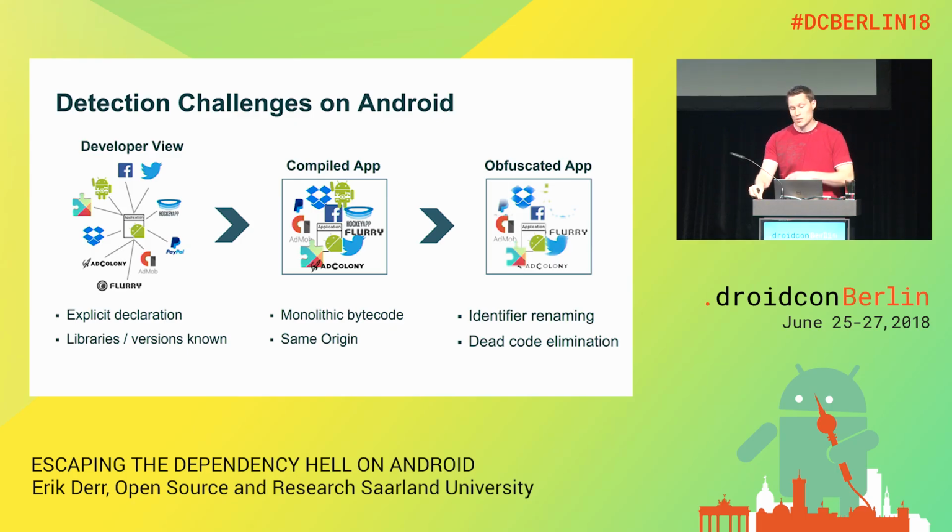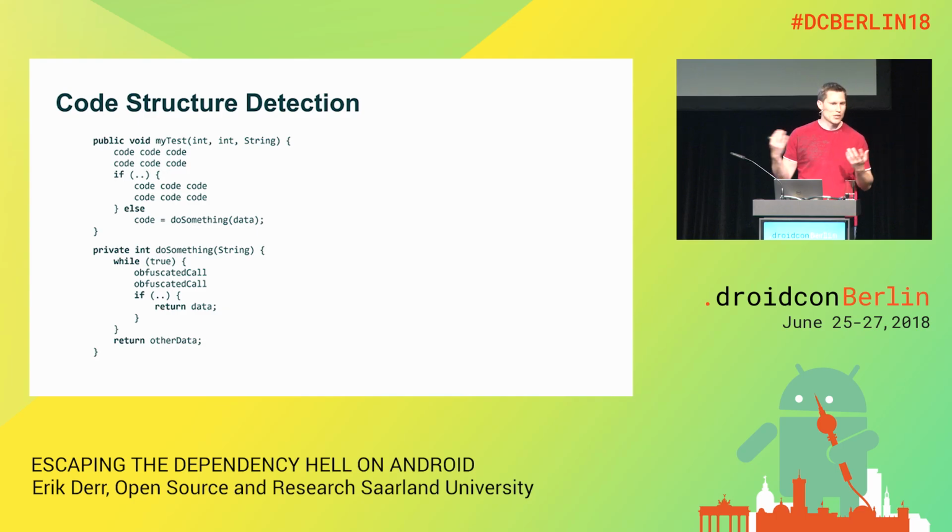Further, we do not have to be only precise, but also scalable. Here we are talking about Play Store scale. So Play Store now hosts more than 3 million applications. And of course, you don't want to wait a year for the results. So how can we combine both precision and scalability?